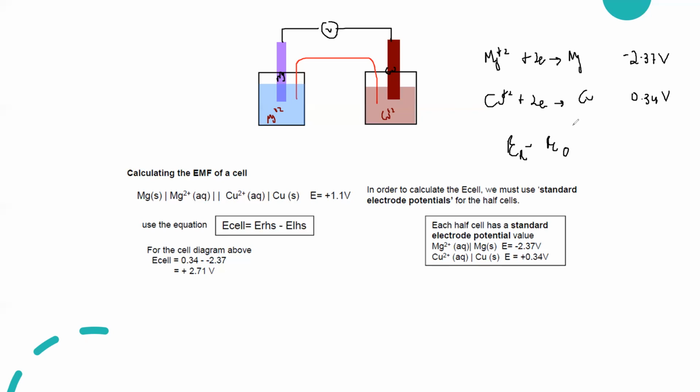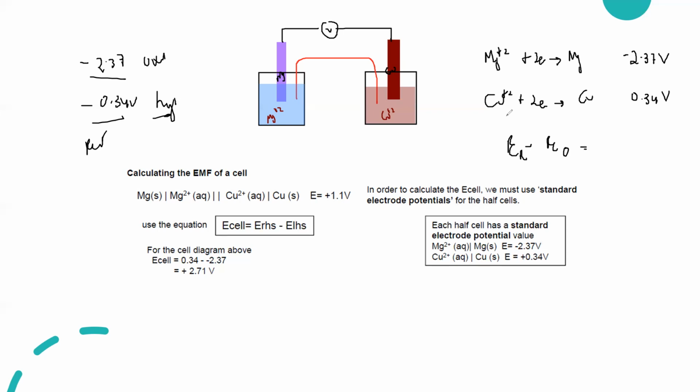Because the higher one, reduction will happen, and the electrode potential, if it is a higher value, even if both are negative. For example, if one value was minus 2.37 and one value was minus 0.34, both values are negative, but which is a higher value? This one is a higher value, so this will be a reduction, and the other one will be oxidation. So electrode potential for reduction minus the electrode potential for oxidation will give the cell voltage.